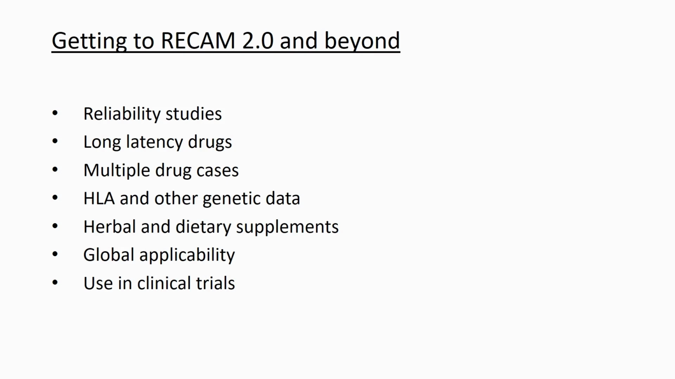Multiple drug cases, I kind of covered this a bit. We're struggling with how to do that interplay to help the user decide, is it this drug or that drug? For now, we're at a single drug tool. HLA and other genetic data, which you'll probably hear about today, I think. We are starting to try and incorporate that into the RECAM. Herbal and dietary supplements are always a challenge. Not many of them are in LiverTox, so that domain is problematic. Global applicability. There's some emerging data from Asia that we may need to adjust in places where Hep B is prevalent and endemic, because the scoring we have is not quite right for them.